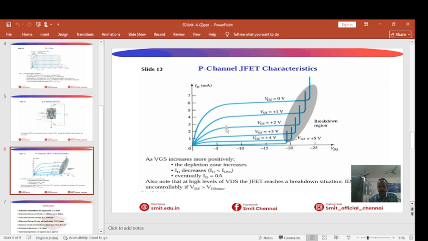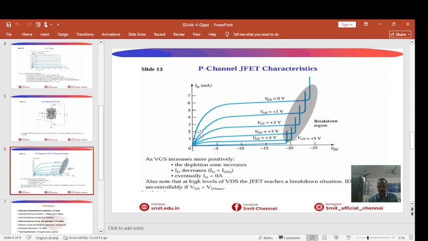The next region is called the breakdown region. When the drain voltage becomes extremely high, avalanche breakdown occurs. The drain current suddenly increases. The device may get permanently damaged. So we have to handle it very carefully. We have to wind up before the breakdown region. That's an important aspect.